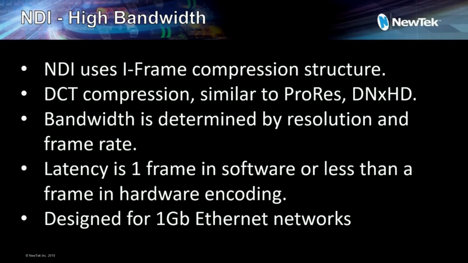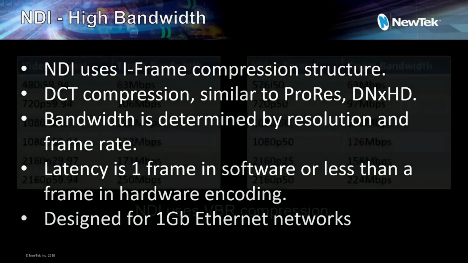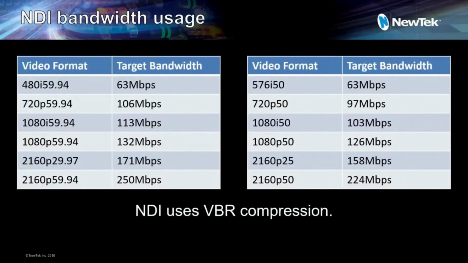And for high bandwidth NDI, the target really is 1 gigabit networking. It's not designed to really run on less than that. There are some limited cases where you can make it work, but for the most part, 1 gigabit is what you would use with this. Here are what some of the data rates are for major video formats that we're used to. Now, these are targets. NDI does use variable bit rate compression, so it's not exclusively this number. It can vary around, but typically this is what you would find as realistic values. And if you send it a very simple picture, it will compress down more if it can.